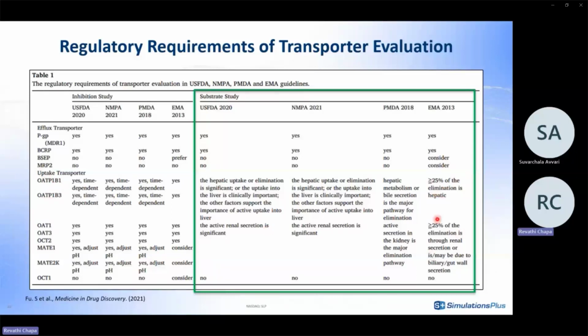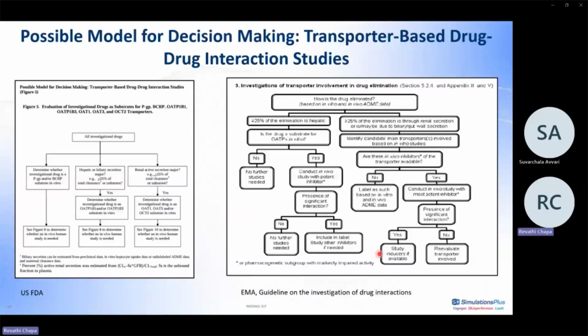And if it is for renal transporters, again, it needs to be 25% of the elimination through renal secretion. It has to be screened for OAT1, 3, OCT2, and MATE1 and MATE2K. Okay, so FDA provides a decision-making tree to help navigate when these transporters need to be screened and when they could be causing a clinical effect.